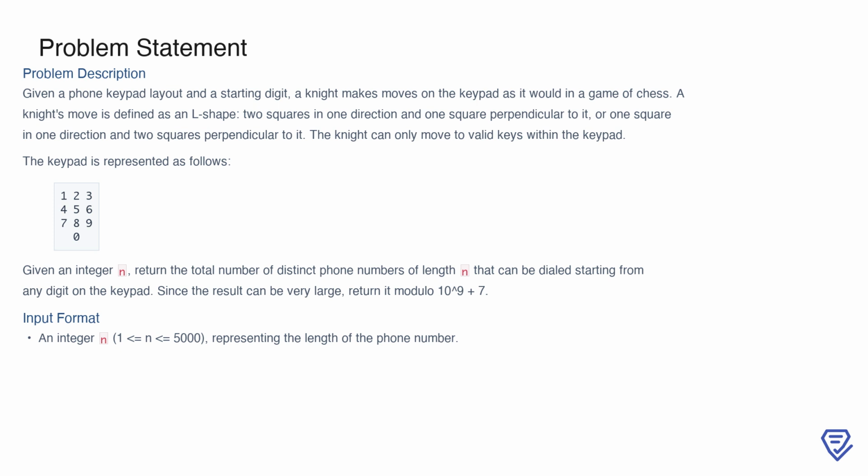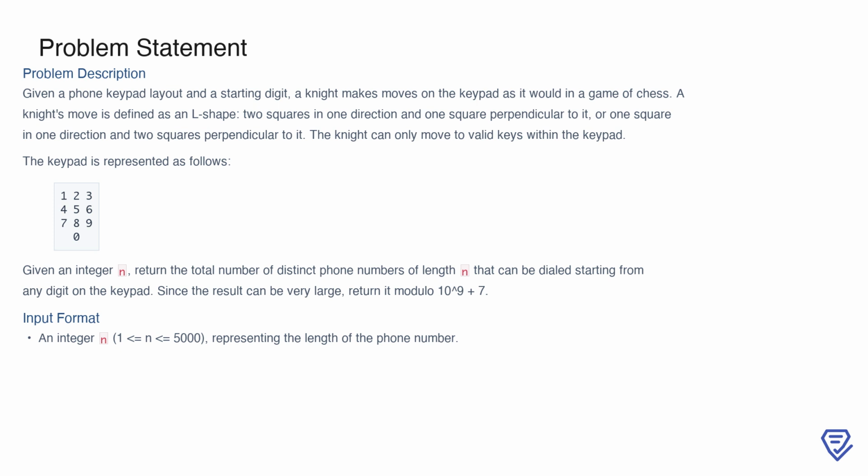The keypad is laid out like this: the digits 1 through 9 are in a grid, and the digit 0 is below 8 in the middle of the bottom row. Given an integer n, our goal is to calculate the total number of unique phone numbers of length n that can be dialed, starting from any digit on the keypad. Since this number can grow very large, we will return the result modulo 10^9 + 7. For input, we are given a single integer n, which represents the desired length of the phone number.